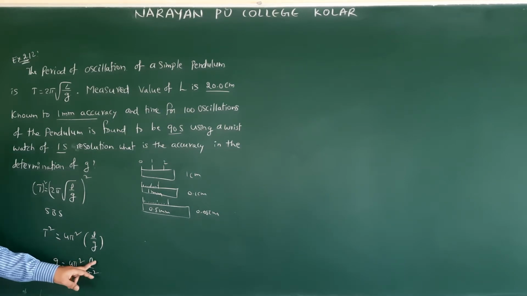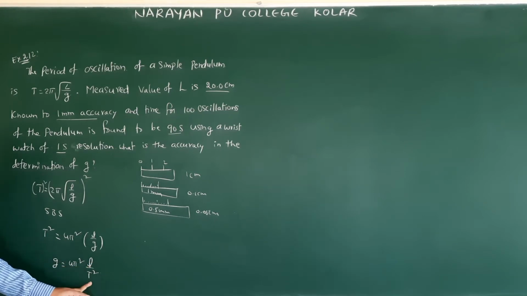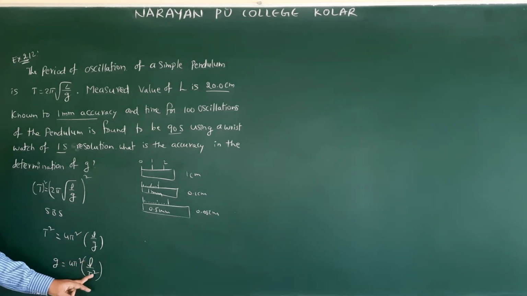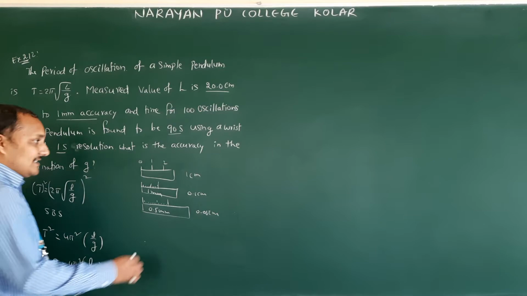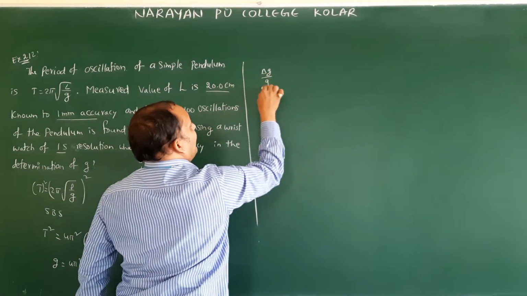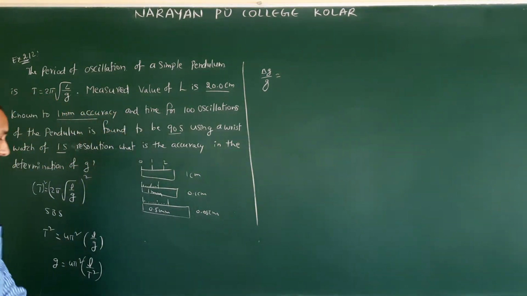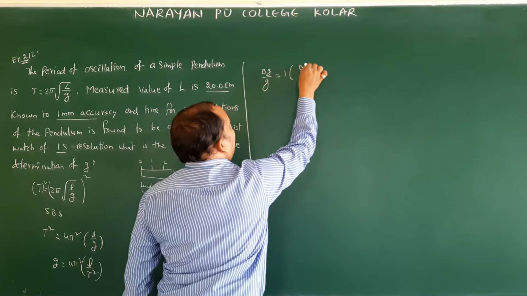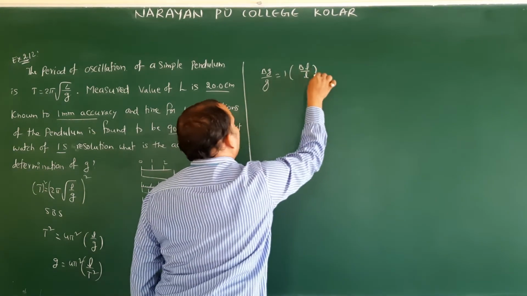Whoever is doing the experiment is going to get error by measuring length and time period. Yesterday I gave this type of equation. L power how much is there? 1. T power how much is there? 2. Then the percentage error or relative error in g, how will we write? Relative error delta g by g. L power is 1, so 1 into delta L by L.